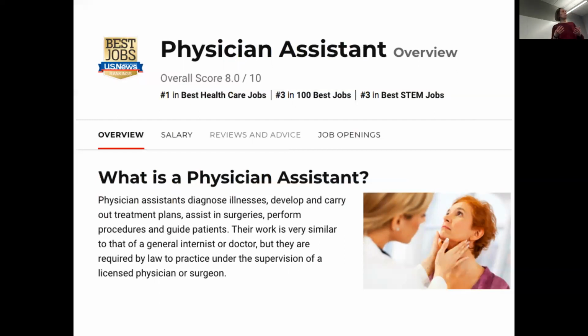The other great thing about the profession is PAs really like what they do. Job satisfaction, according to national surveys, when PAs are asked, would you recommend this profession to somebody else, they say yes, we absolutely would. Close to 96% of respondents have that reaction. So you have a job that is very visible and very much growing as far as what we can do within healthcare.